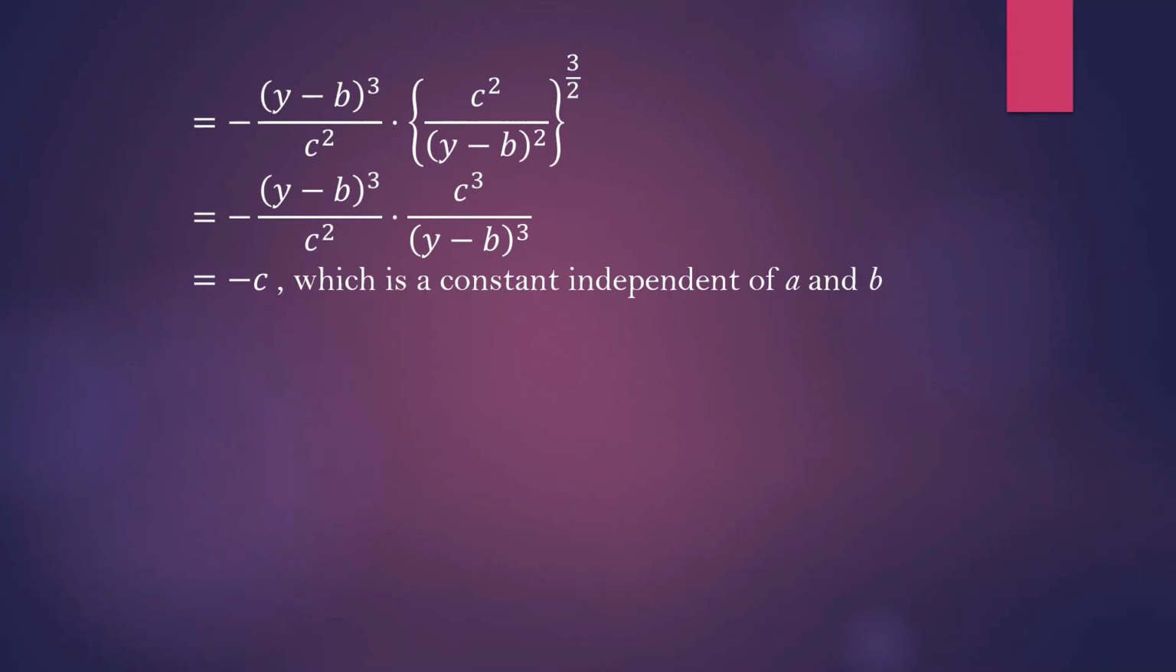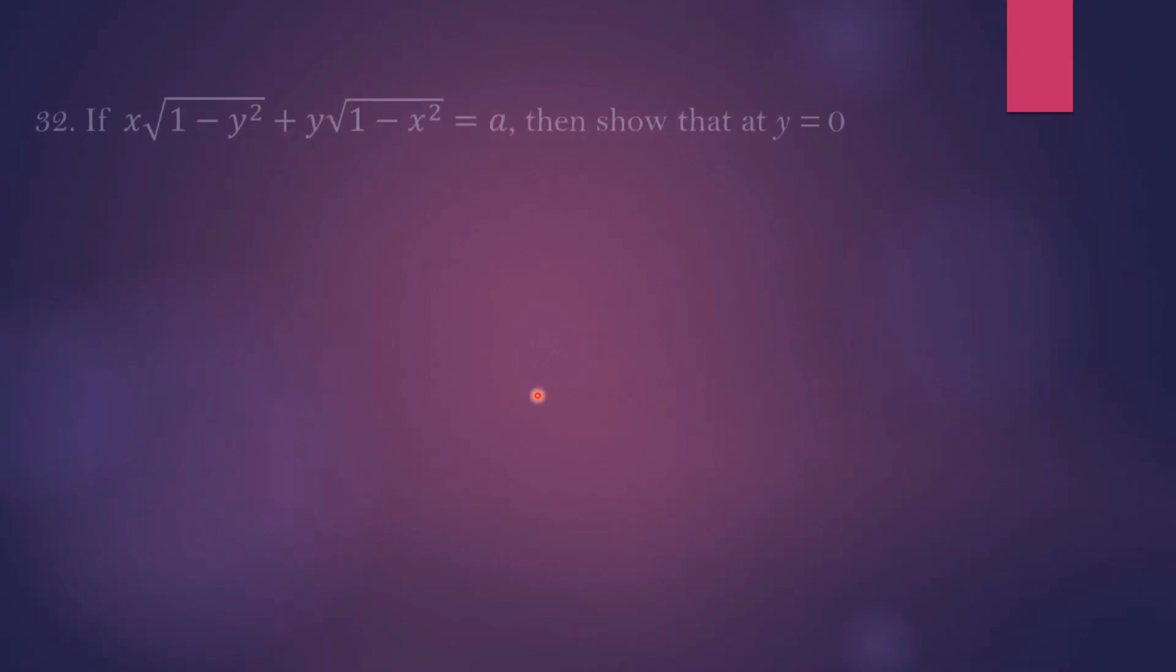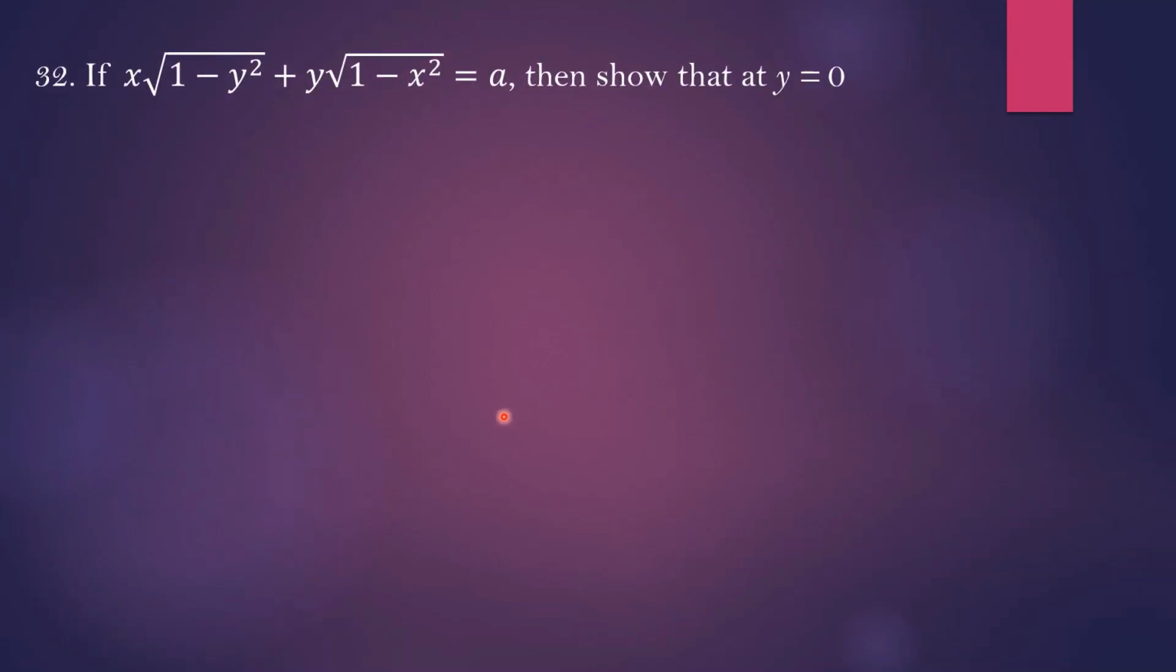So come to another. Now you see this question: x into root over 1 minus y square plus y into root over 1 minus x square is equal to a. Then show that y is at y is equal to 0. You have to show d2y dx2 is equal to minus a by root a 1 minus a square whole to the power 3 by 2.